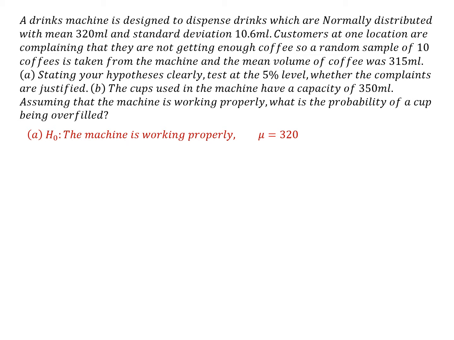There's nothing unusual happening. So the null hypothesis, described in terms of numbers, is that the mean amount of coffee is 320. The alternate hypothesis is that the machine is dispensing too little. The mean is less than 320. And so this is a one-tailed test. It is a one-tailed test because the customers are complaining that they're not getting enough.